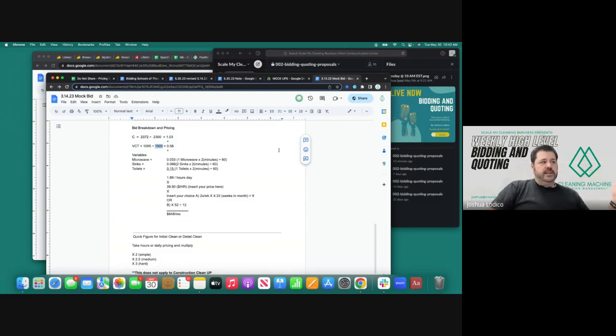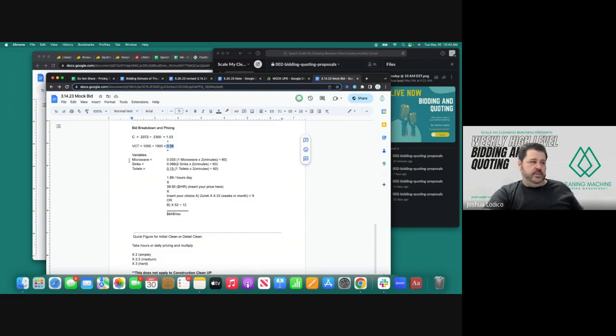So 1,095, that's the square footage of the facility, divided by 1,900 square feet. That's how much we say we can clean in an hour in that particular setting. Brings us to 0.58. So once again, you could round this to the nearest 15 minutes. So you could round it down to half hour, or you could round it up to 45 minutes. Either way, if you're trying to do an up or down scale, you most certainly could round it.